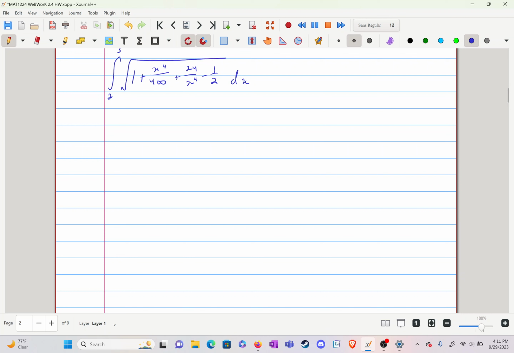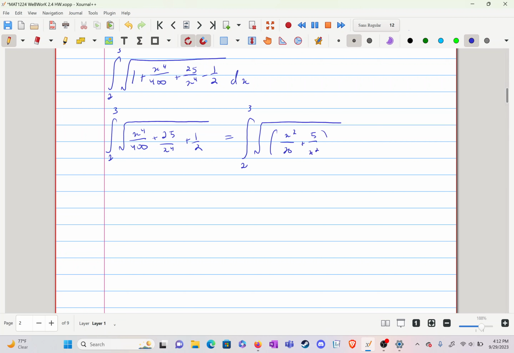Now we combine the 1 with the 1/2. X to the 4th over 400 plus 25 over x to the 4th plus 1/2. And now we can rewrite this back as a square. And this is how our square roots are going to cancel out, just like on that exam review. Oh, no, sorry. We're rewriting it back in the square. So it's just going to be x squared over 20 plus 5 over x squared, squared. And these cancel out. And this becomes positive due to this positive 1/2, this 1 adding to the 1/2. That's why it becomes positive.